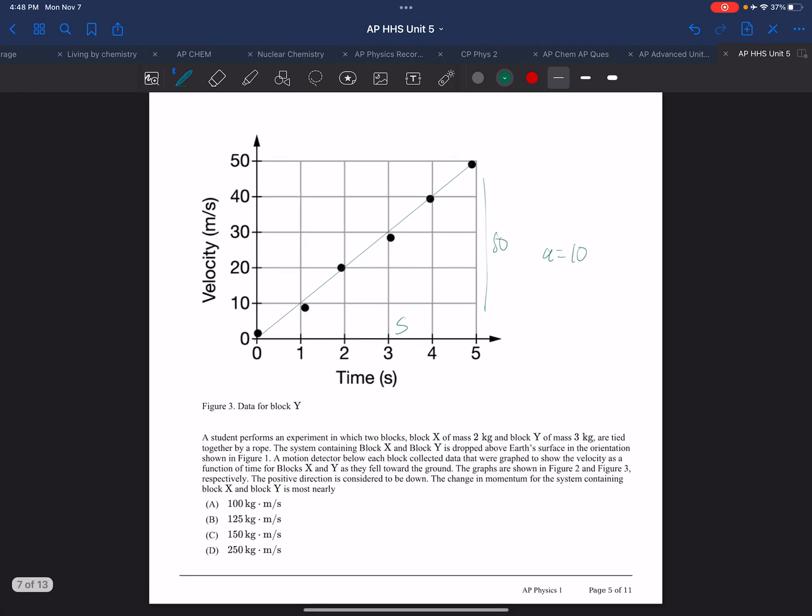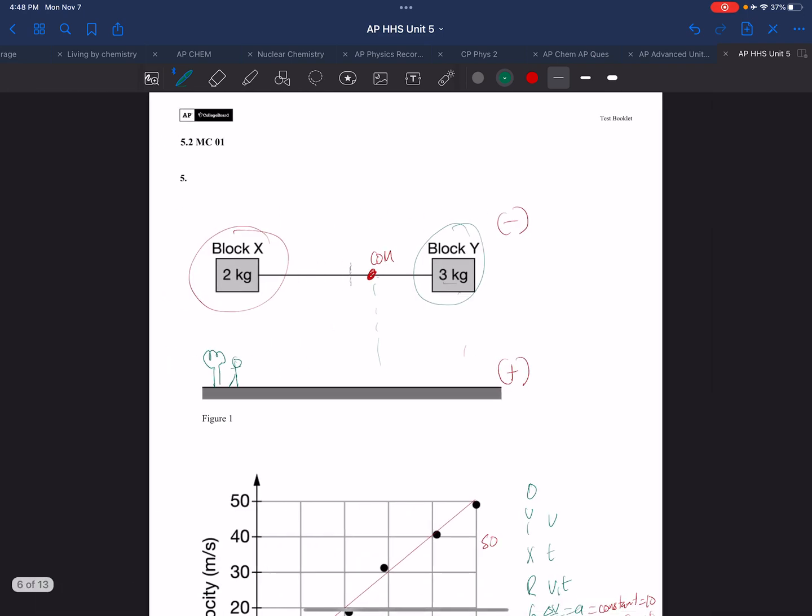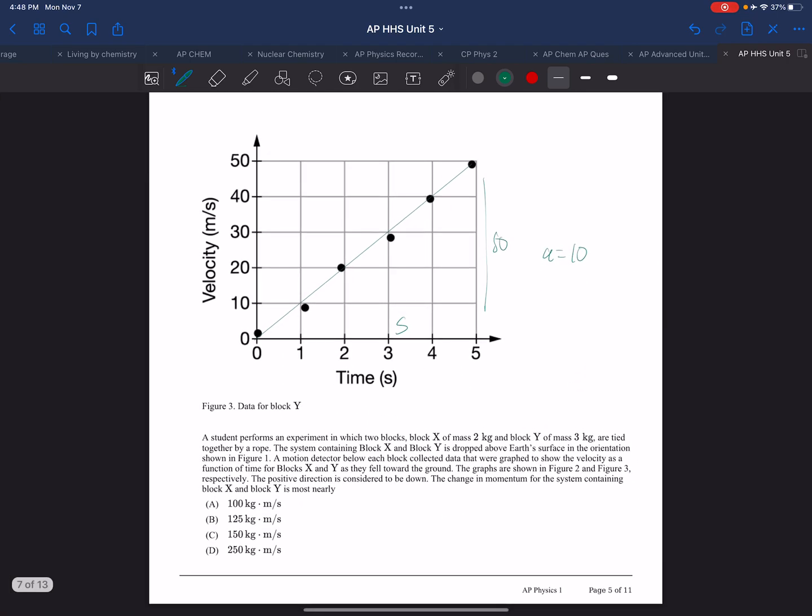So now, experiment: two blocks are tied together by a rope. It's dropped from above the Earth's surface in the orientation shown. And we have a motion detector, it says right here, underneath each of these objects, getting the position. So if this is the positive direction, then being measured like so. Block graphs 2 and 3, positive direction.